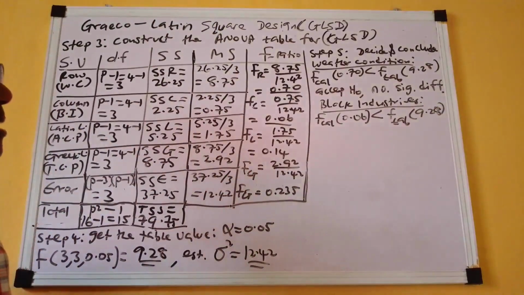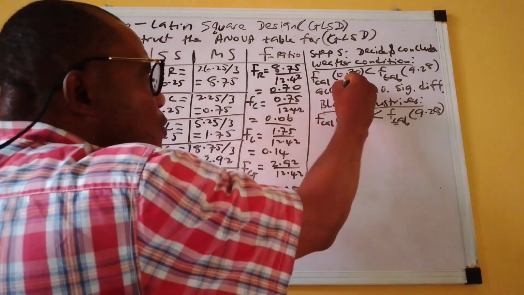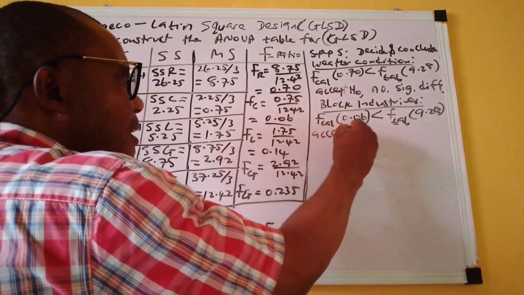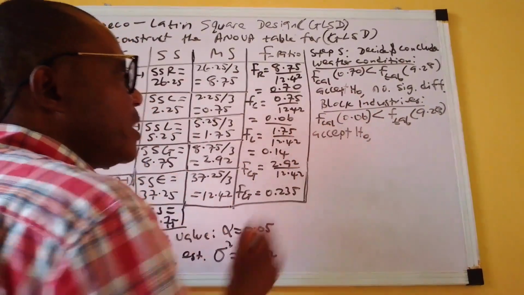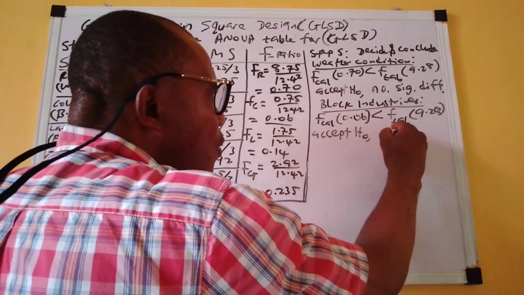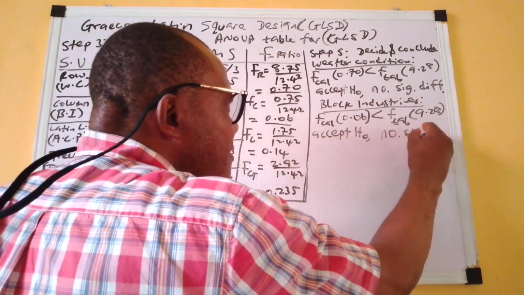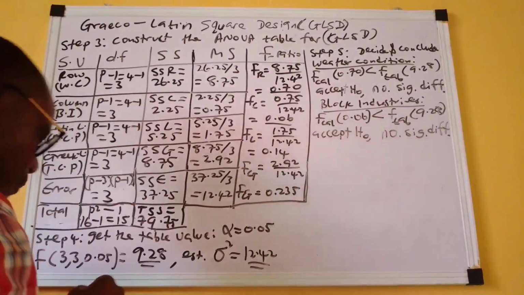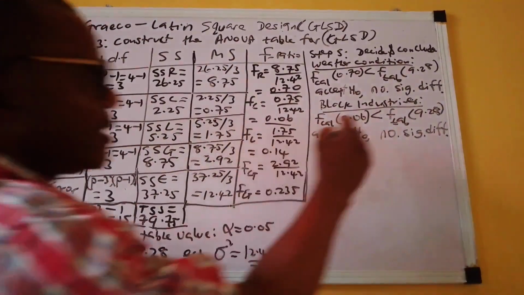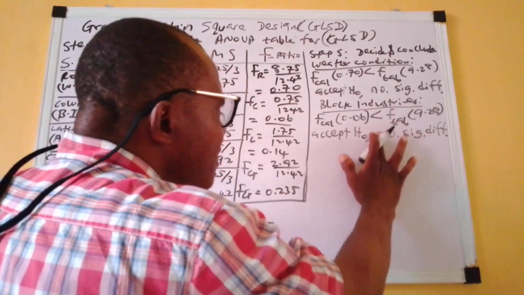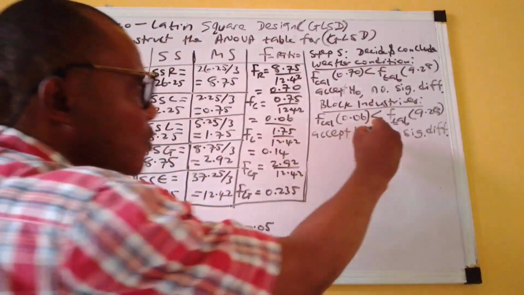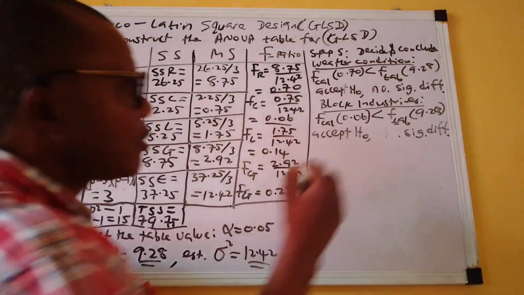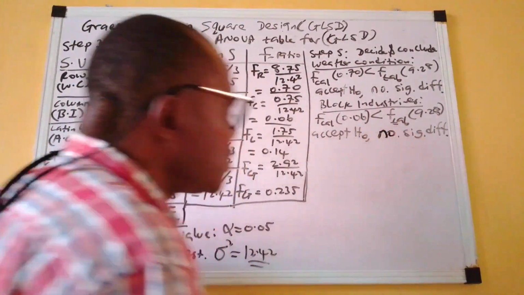So at this point, we are also going to accept HO. It means there is no significant difference among the block industries.